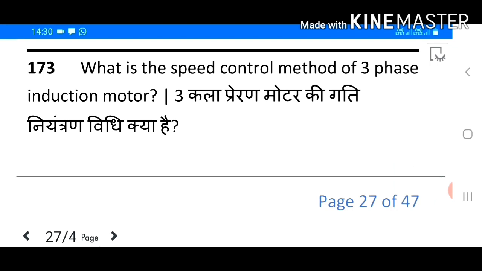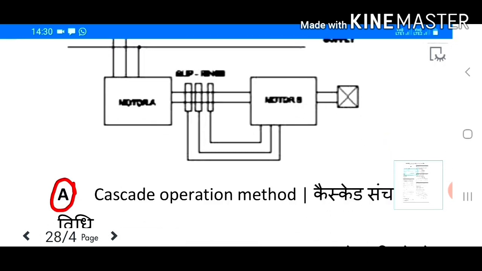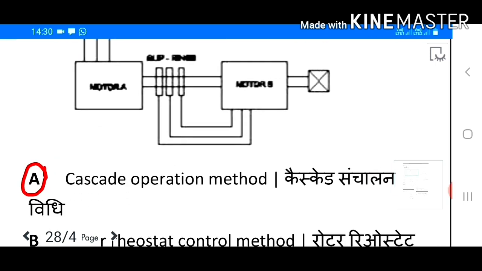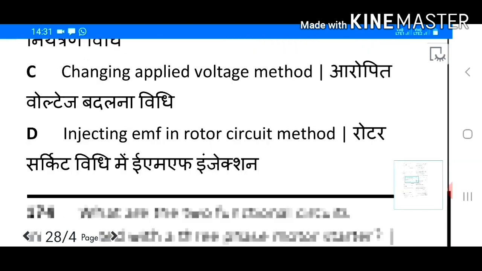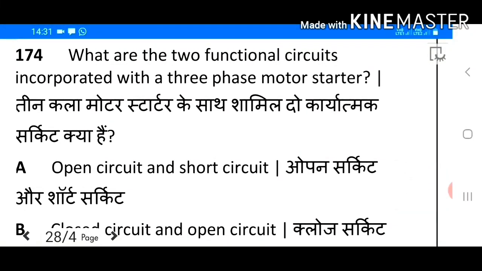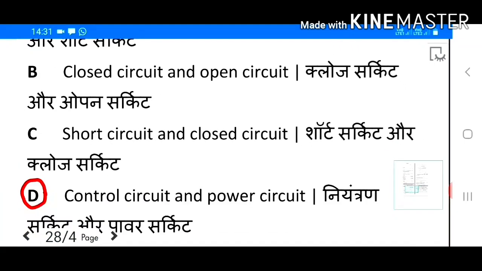173. What is the speed control method of three-phase induction motor? Answer A. Cascade operation method. 174. What are the two functional circuits incorporated with a three-phase motor starter? Answer D. Control circuit and power circuit.